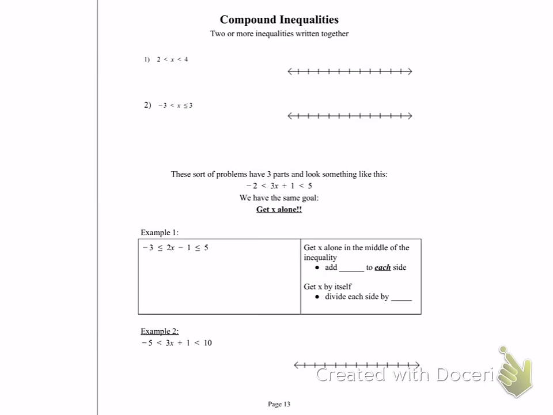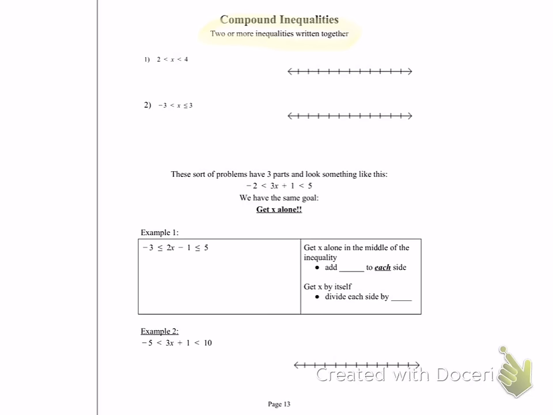Alright, so at the top, it's giving our basic compound inequalities, and what that means is you've got two or more inequalities just written together. That's the definition. So even if you just look at number 1, you can see you have two numbers, a 2 and a 4. So what is this? When we graph it, it's a lot easier than it looks.